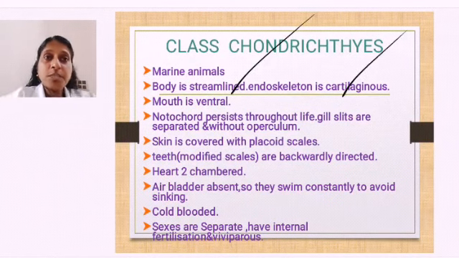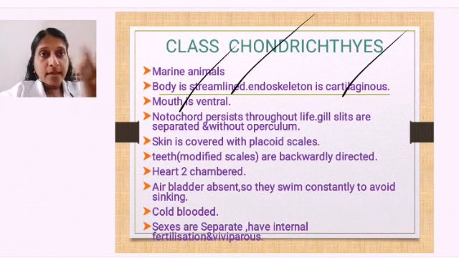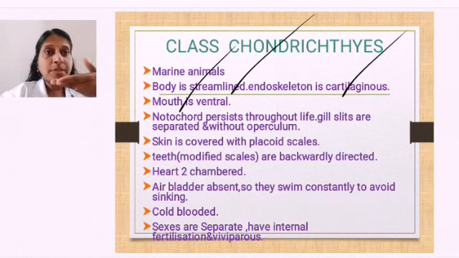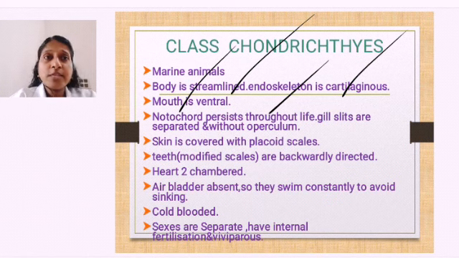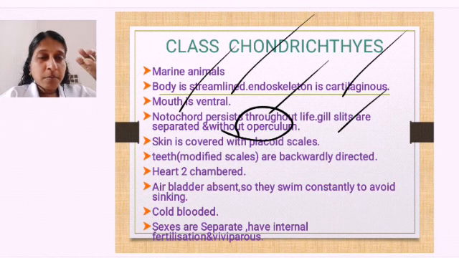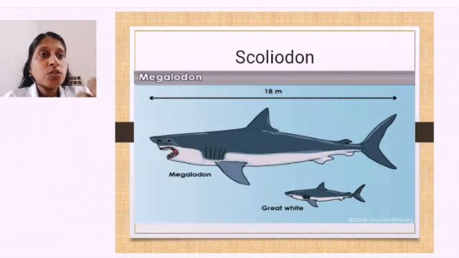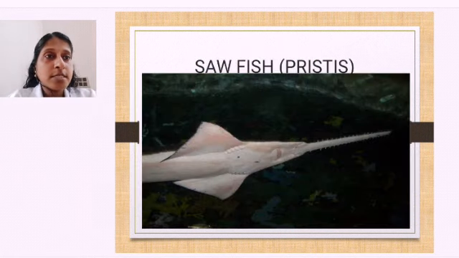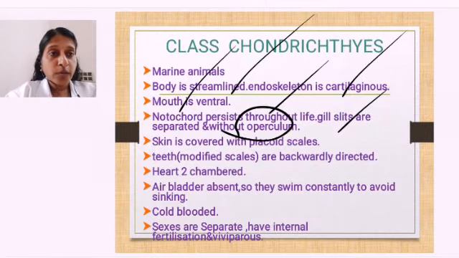The endoskeleton is cartilaginous, means they are made up of cartilage. The mouth is ventral, like our dorsal is the back side, ventral is the front, this side. So two sides are there, right? Dorsal and ventral. Usually the mouth will be present on the ventral side in these Chondrichthyes. Notochord is present throughout life. Gill slits are separate and without operculum. No opening is there, just throughout you can find the gills are present, but not a specific opening called operculum. Operculum is absent in Chondrichthyes. They do have gills, but they do not have the opening called operculum.